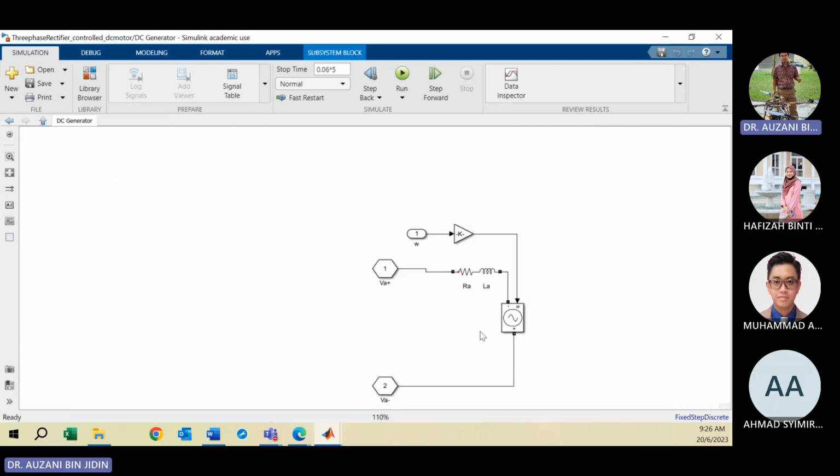Very simple, because this is a simplified model. For DC analysis, there is no need to design the mechanical part, such as the moment of inertia and friction.